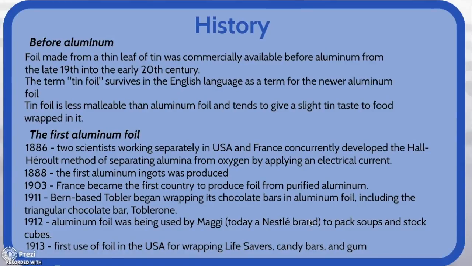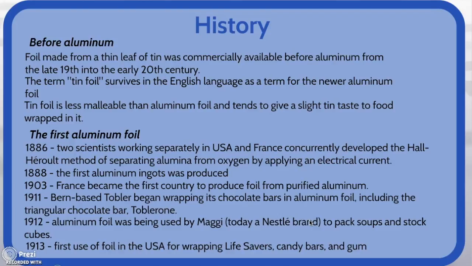So before the aluminum, foil was made from a thin leaf of tin, and it was commercially available before aluminum, from the late 19th century until early 20th century. The term tin foil survives in the English language as a term for the newer aluminum foil. Tin foil is less malleable than aluminum foil and tends to give a slight tin taste to the food when wrapped in it.